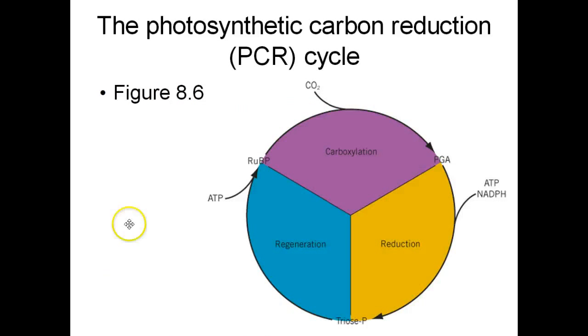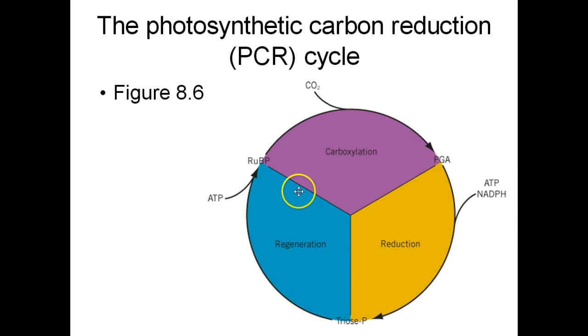Now, if we look at this from the standpoint of what's going into each phase of the cycle, we have carboxylation. Carboxylation is the reaction that adds the CO2 to a carbohydrate. That's the actual CO2 fixation reaction. Then the next phase is a reduction phase. This is where most of the ATP and NADPH is used. So where do the ATP and NADPH come from? The light reactions.